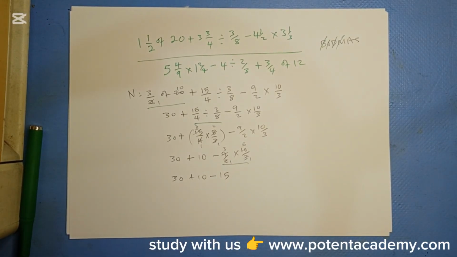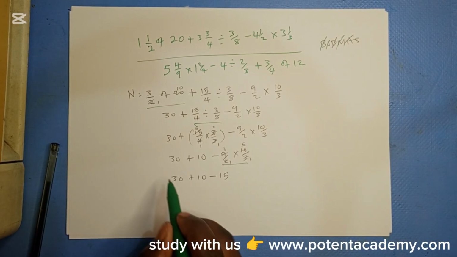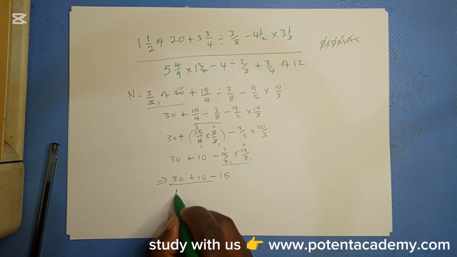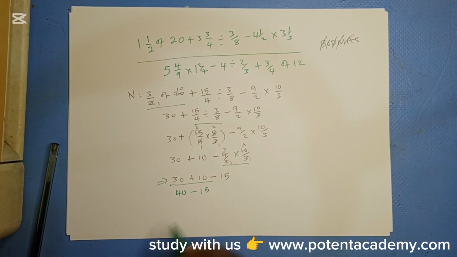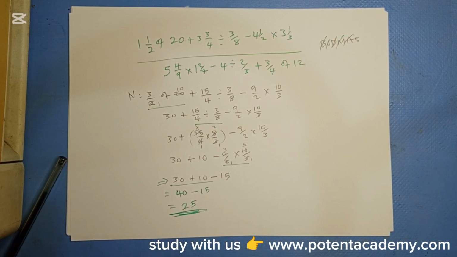Yes, so up to this point, what do you have? You have addition. You start with addition. So it is important to note that at this point you can rearrange, but in this question we do not need to rearrange. So you can say 30 plus 10 is 40 minus 15. Then your answer is 30. Sorry, not 30, 25. So your numerator is 25.